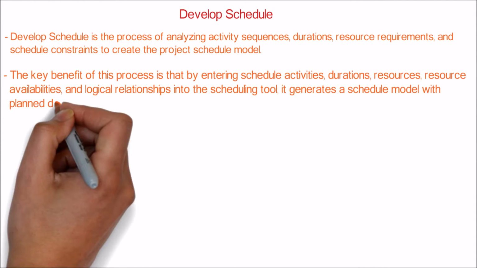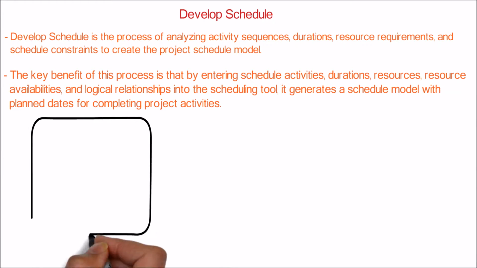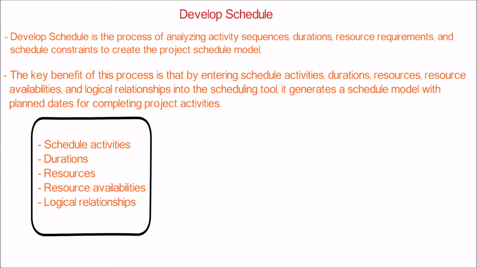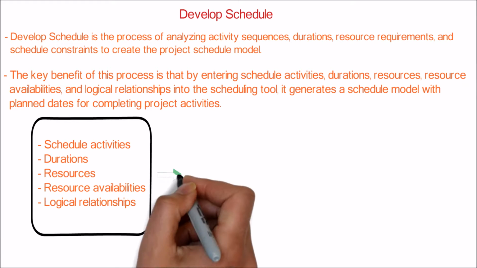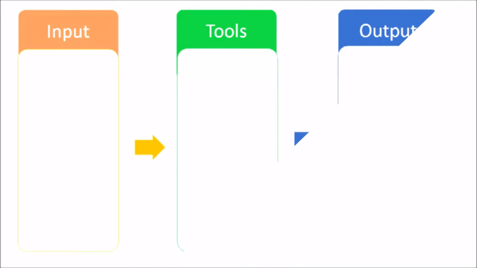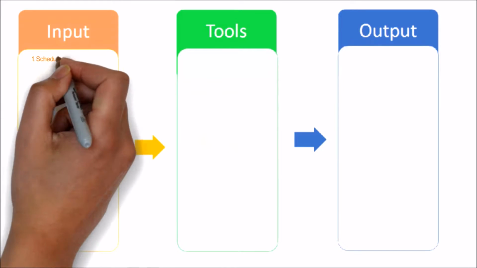into the scheduling tool, it generates a schedule model with planned dates for completing project activities. Following inputs are fed into this process and produces the project schedule: Schedule activities. Durations. Resources. Resource availabilities. Logical relationships. Let's see the input, tools and techniques and output of Develop Schedule process.